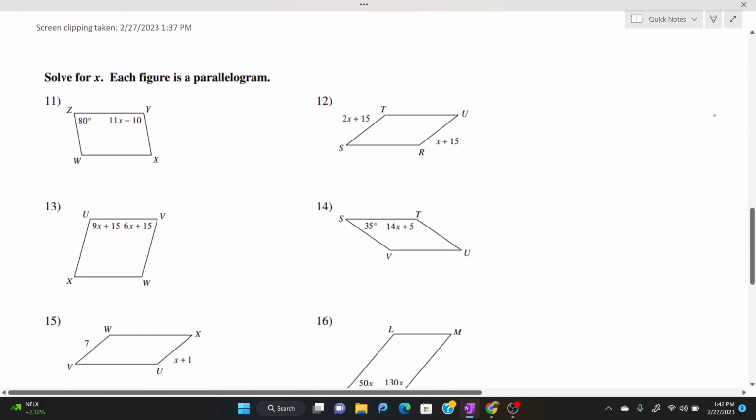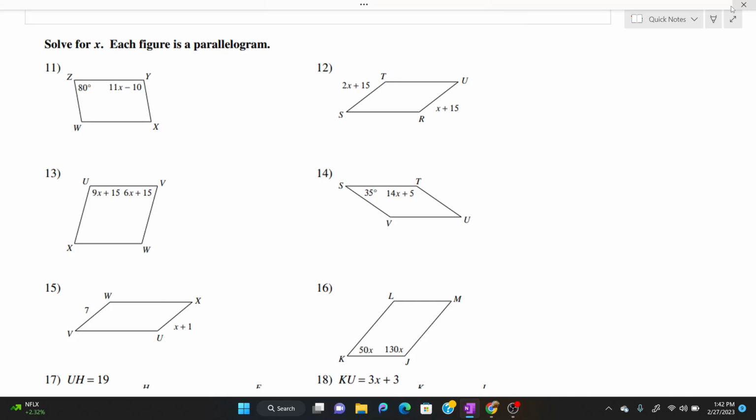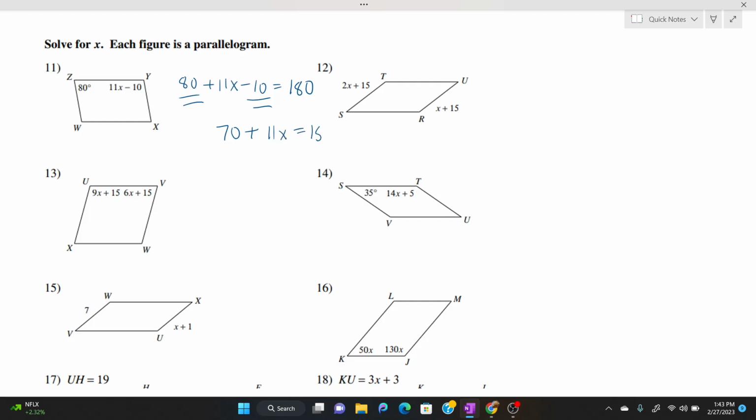All right, let's go to the back side. So now I have some expressions, and I'm going to be trying to figure out what x is. I'm going to be using the same properties. So here I have two angles. These angles are consecutive, which means they add up to 180 since they're supplementary. So I'm going to add them up. 80 plus 11x minus 10 equals 180. Now I have a linear equation. When we're solving linear equations, we want to first collect like terms. So I have negative 10 and positive 80. That'll make 70. 70 plus 11x equals 180.